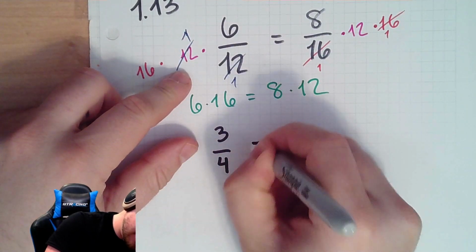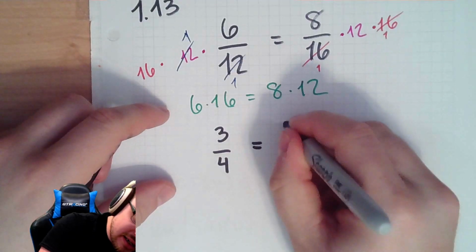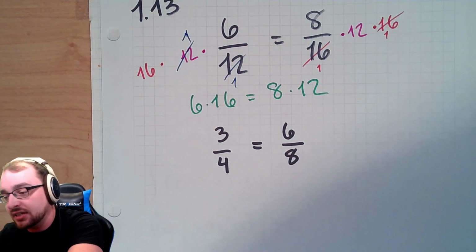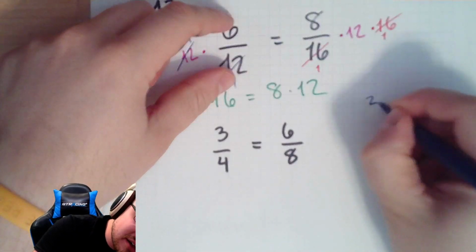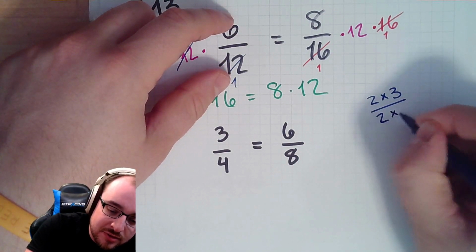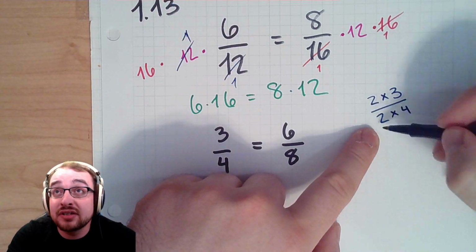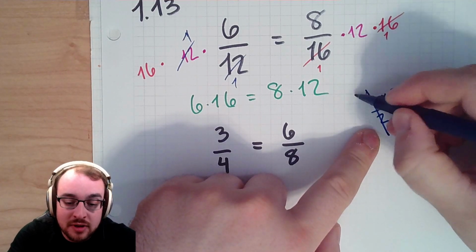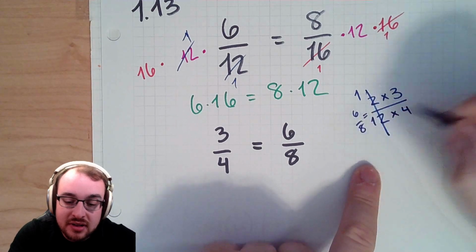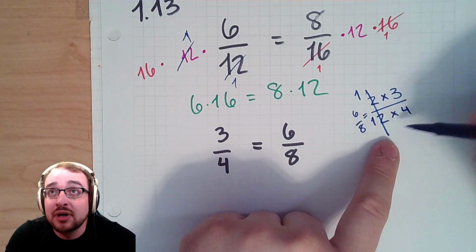3/4 is the exact same thing as 6/8. And that's because I can think of 6/8 like this. Let me show you this on the side. 6 is just 2 times 3, and 8 is 2 times 4. And of course, these two things can divide out, right? So if they divide out, they become 1s. And look, 6/8 is the same thing as 2 times 3 over 2 times 4.